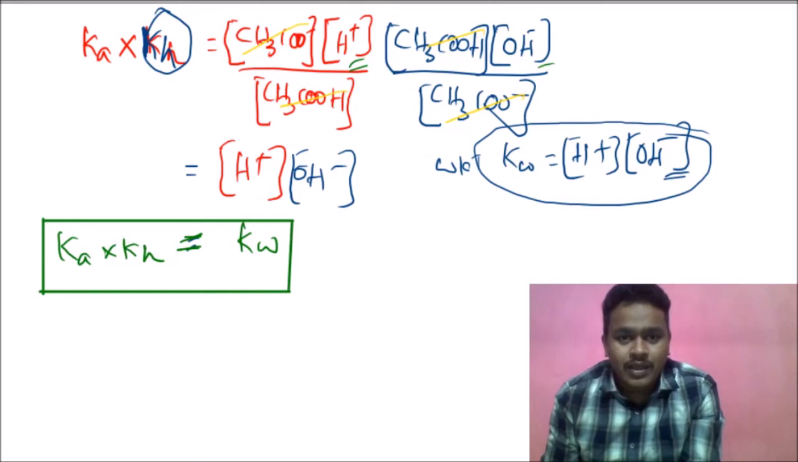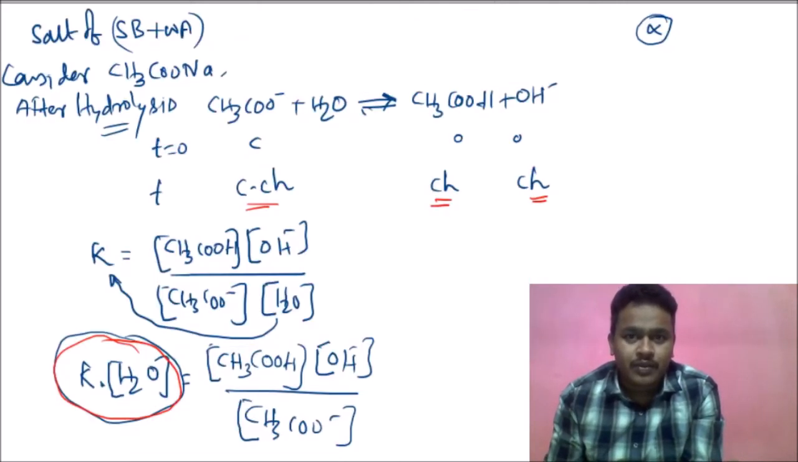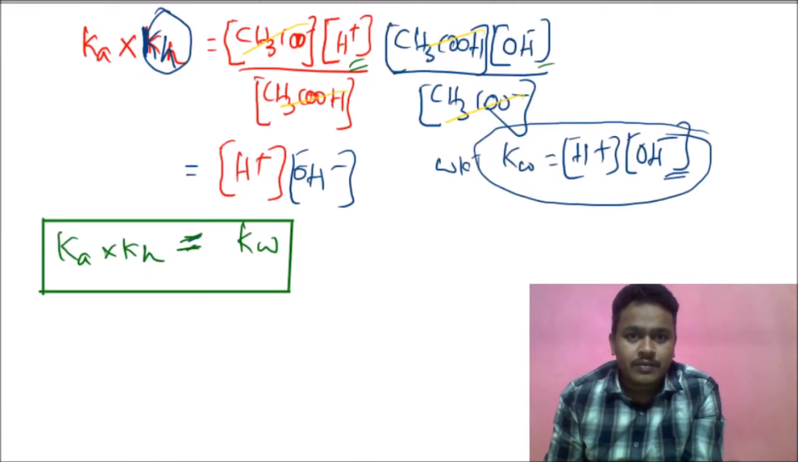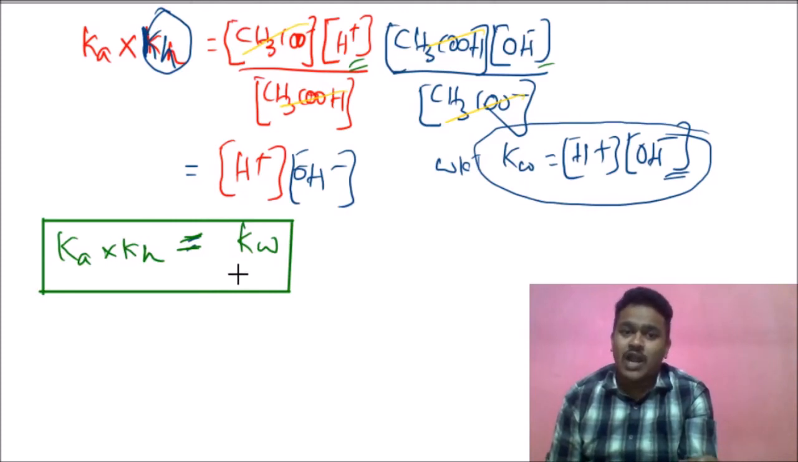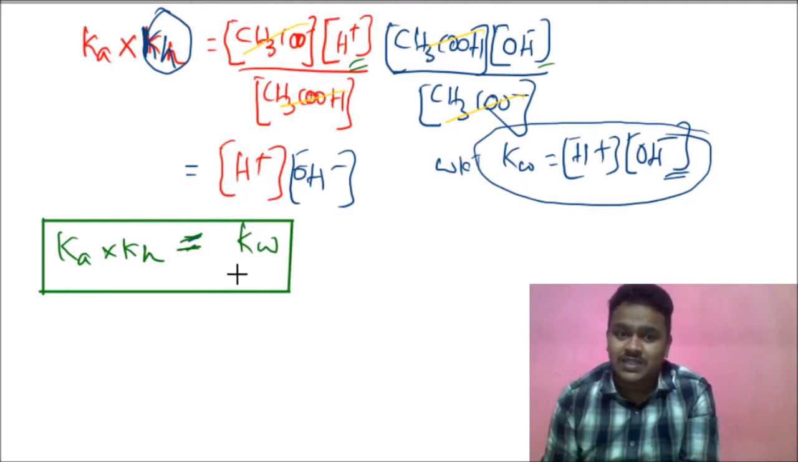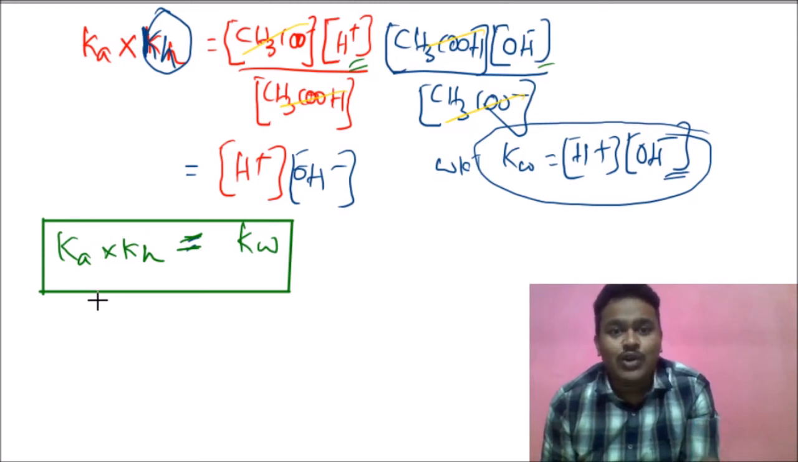Initially this is also needed. Kh into Ka is equal to Kw. That is what we derived now. We derived the first expression, which we showed in the first slide at the start of the video. And I will continue the derivation because I want to derive the expression for pH.